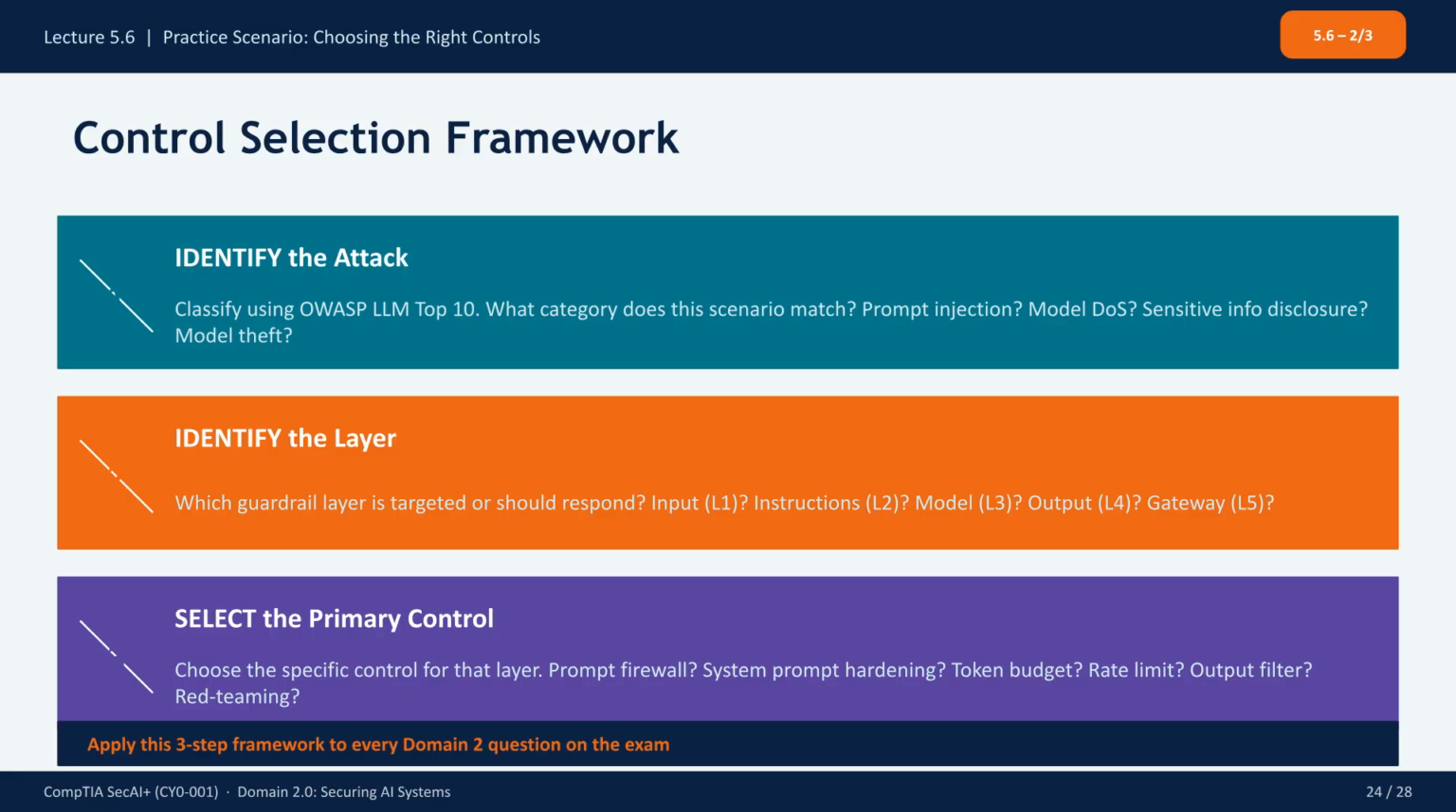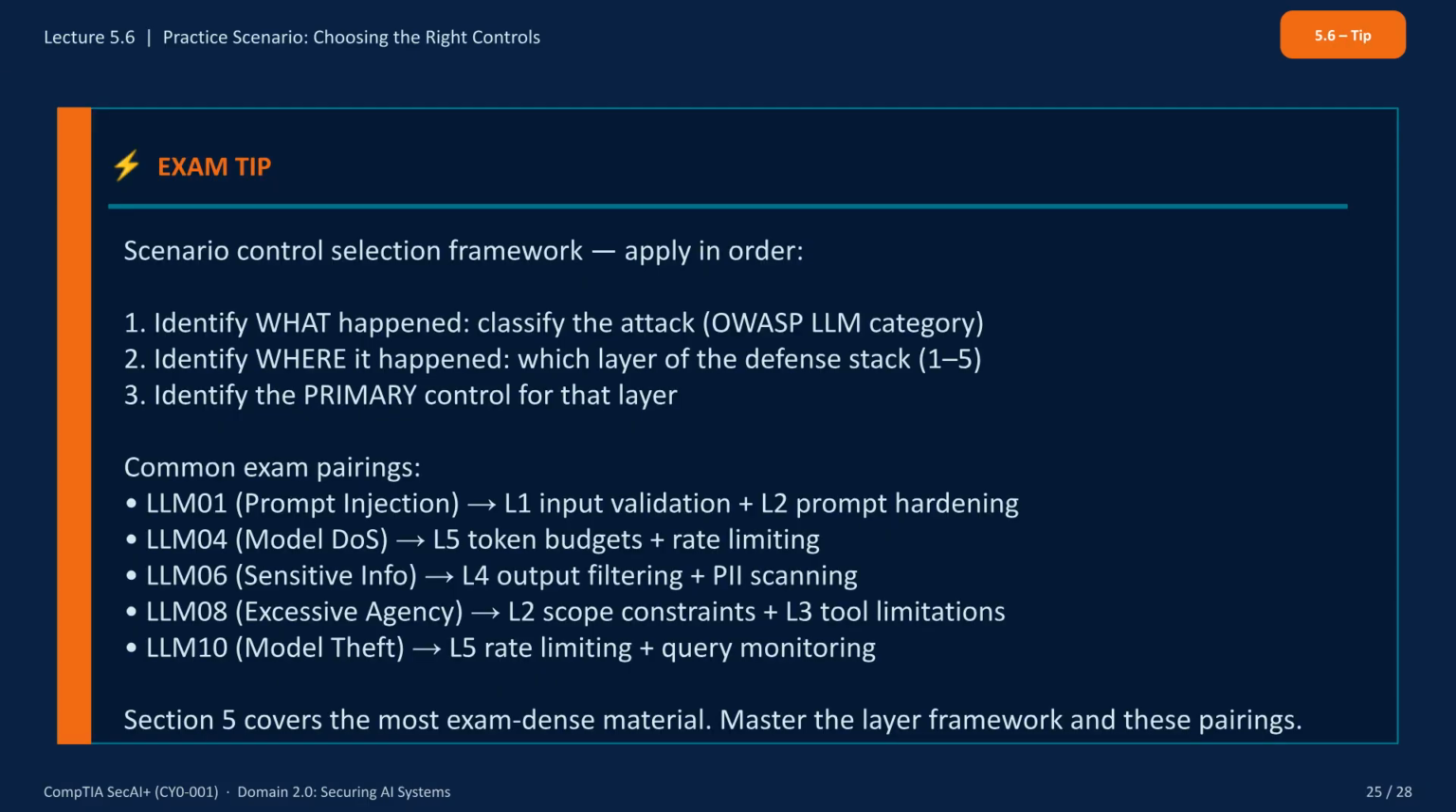This 3-step process works for every scenario question. Practice it until it becomes automatic. Apply it consistently, and you will answer Domain 2 questions accurately and confidently. This exam tip is your Section 5 cheat sheet. The 3-step framework of identifying the attack, identifying the layer, and selecting the control works for every Domain 2 question.